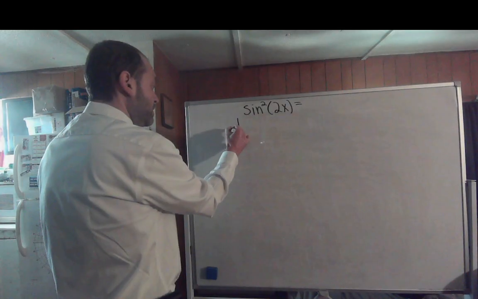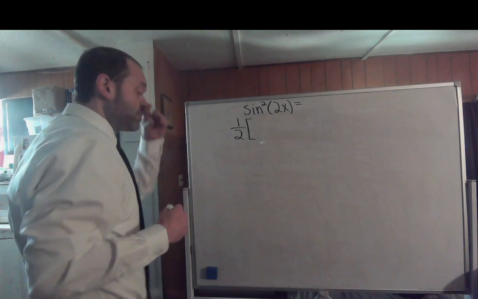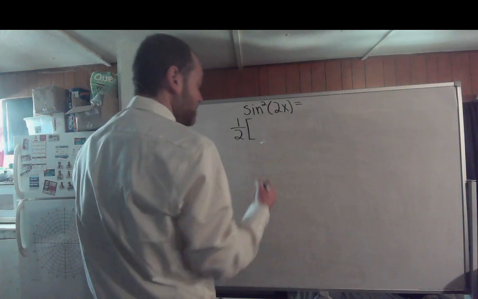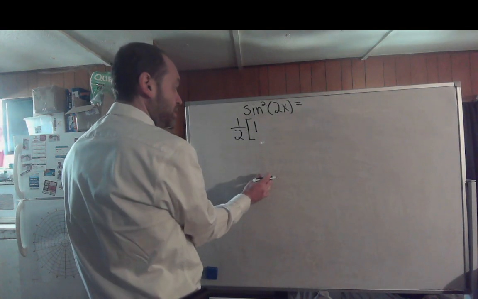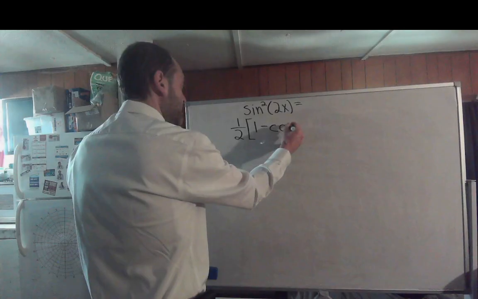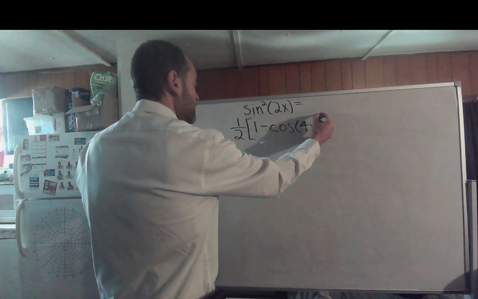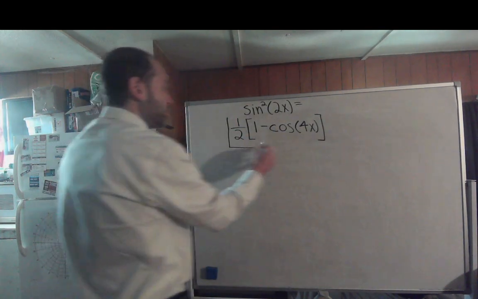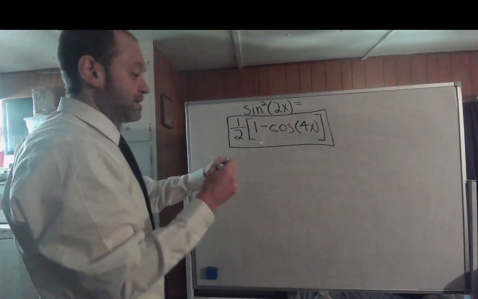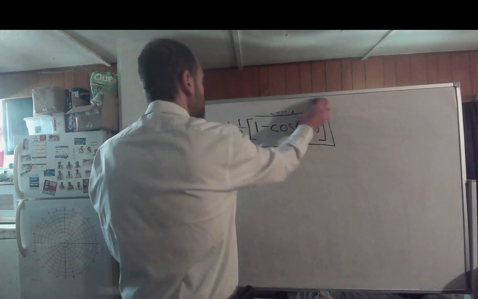So this would be 1/2 of the quantity of, alright, so it starts out cosine of 2x minus 2x, which would turn into the cosine of 0, which is just 1. Then this would be minus the cosine of 2x plus 2x, which is 4x. So honestly, you could write that sine squared of 2x as 1/2 of the quantity of 1 minus the cosine of 4x. You could totally do that.